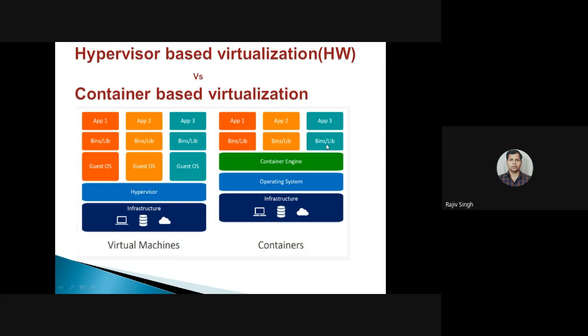So what is the benefit here? You can save your cost, because in the virtual machine case you are purchasing so many operating systems for the different virtual machines, but here you purchase the operating system only once, for your host machine. So this is the cost saving. This is the difference between this and this. I hope you understand the difference between the virtual machine and the container.